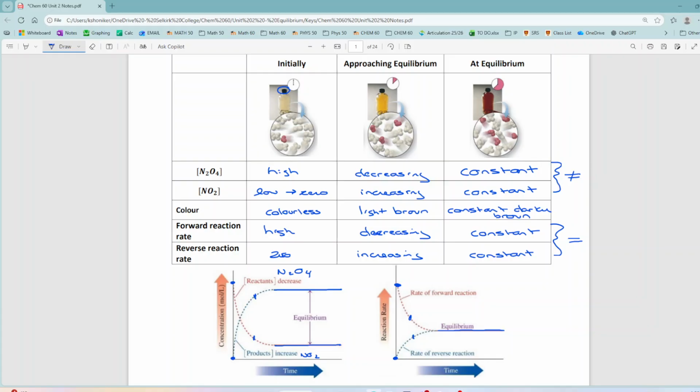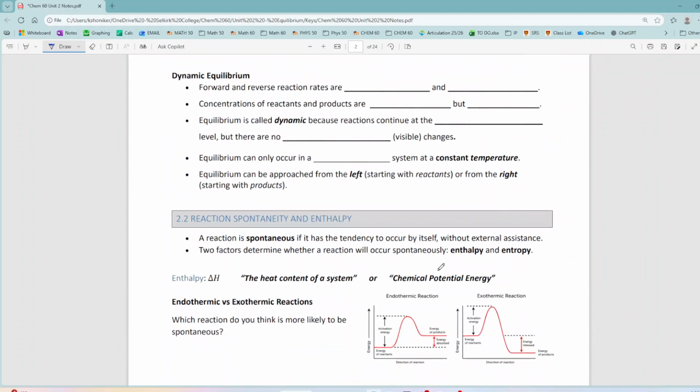So if you look at the color, right, the color remains constant because you've got that forward reaction happening, but it's not going to get any darker because that nitrogen dioxide is getting consumed at the same rate as it's being produced. So to summarize dynamic equilibrium, this is a really important summary here.